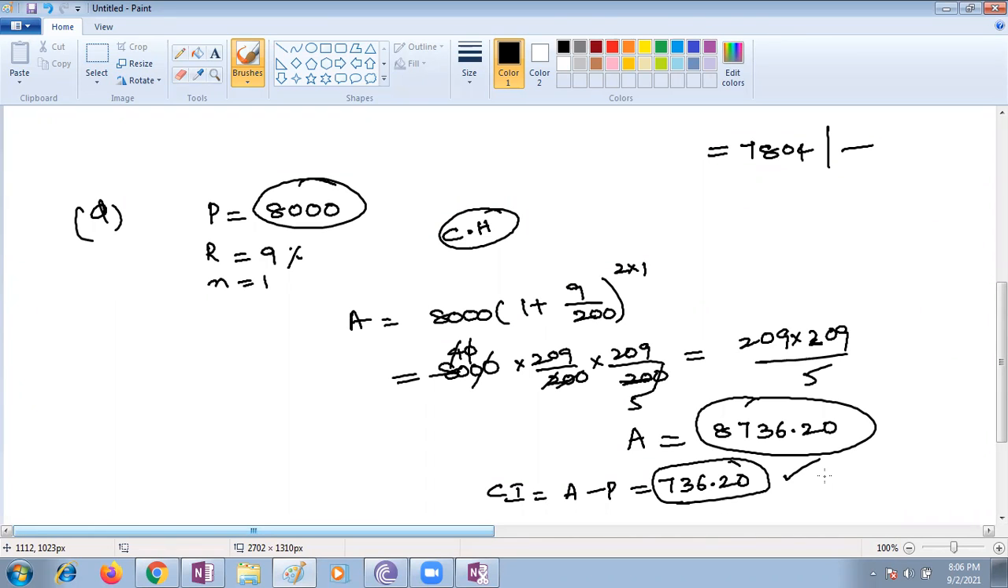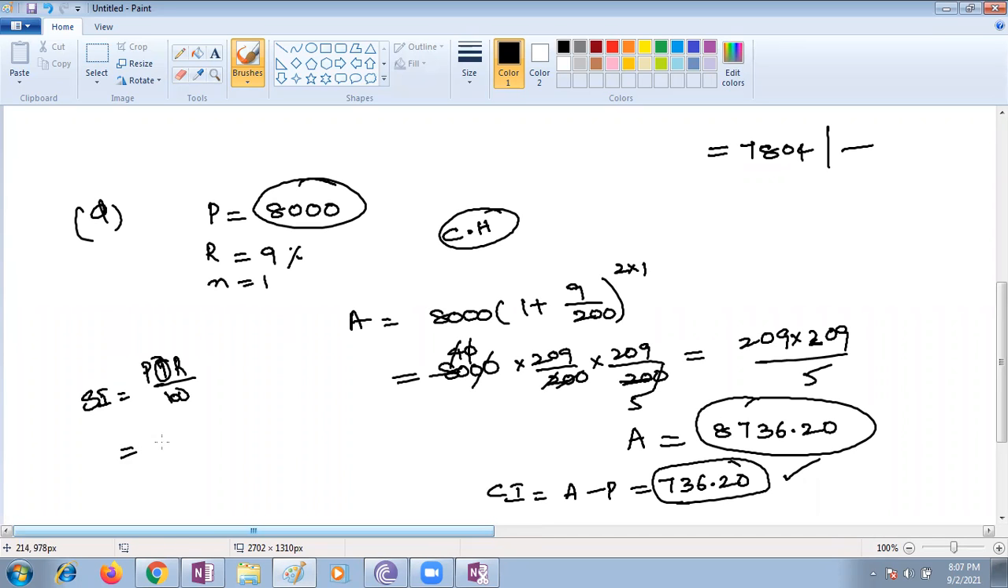Bhavya, yes? Ma'am, if they ask you to calculate simple interest for half yearly, do we divide by 200? No, in simple interest there is no need to use that. Instead of the time period, you just make it 1/2. Nothing changes in simple interest. It is PTR by 100, so the time is written as half yearly.